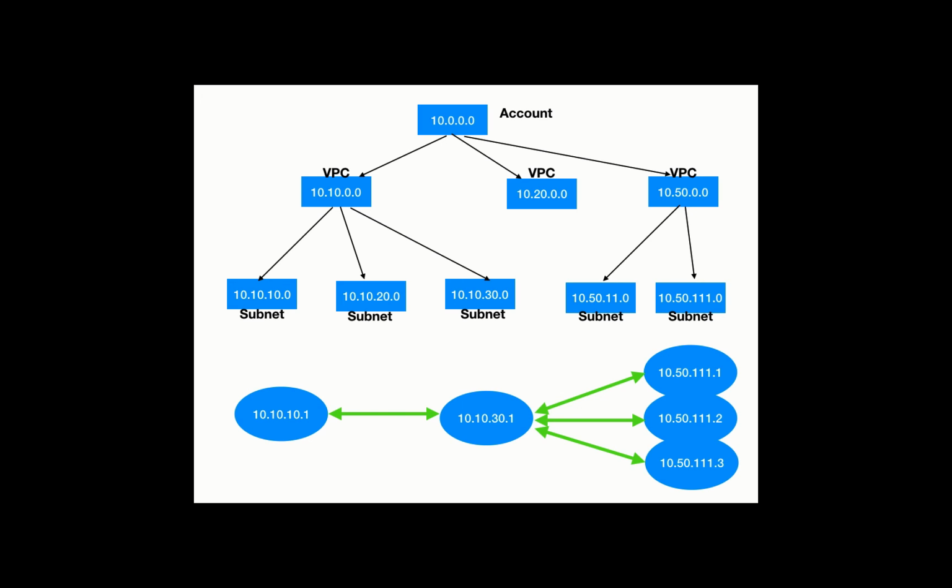10.50.111.0. So instead of creating three different security groups, I can create just one security group that maps 10.10.30.1 to 10.50.111.0. And what that means is every single machine under that subnet would be able to connect to 30.1. And it will also apply to the other machines getting added.